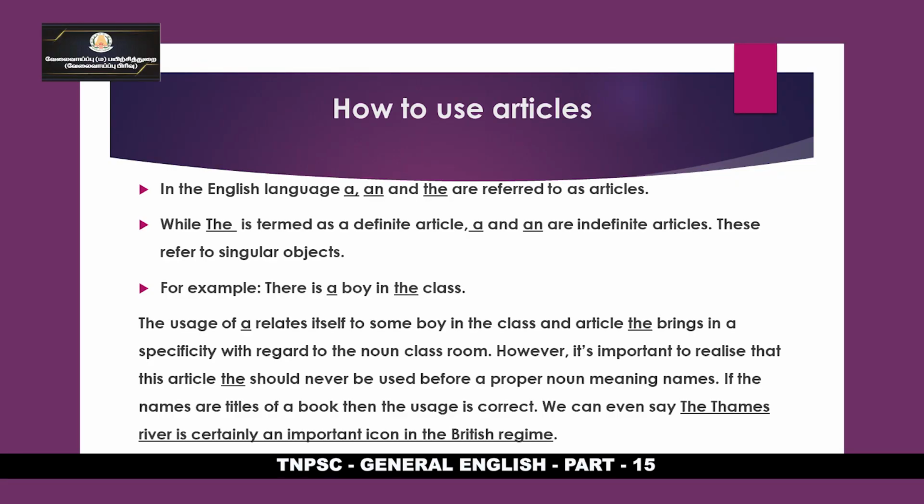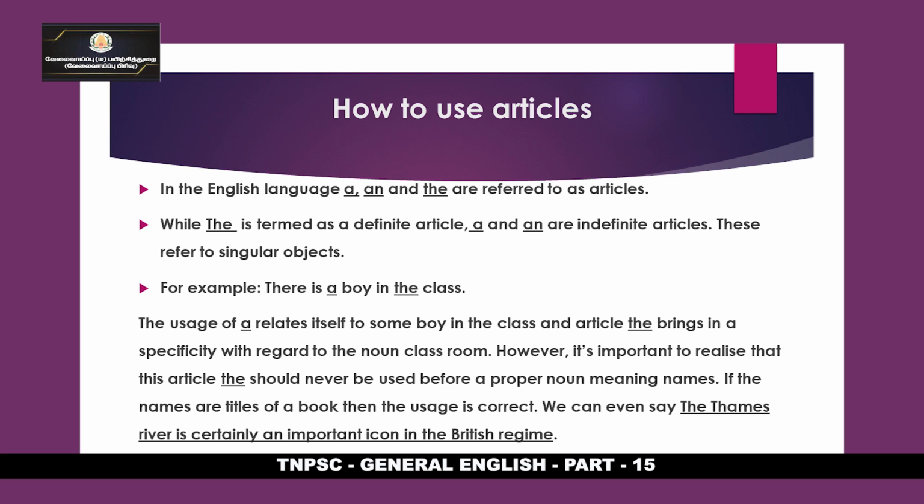Articles in English are of three kinds. They are a, an, and the. This is what we learned when we were very young. It's quite easy to know that there are only three articles in the English language, and they are a, an, and the. Now, the is termed as a definite article, while a and an are called indefinite articles.